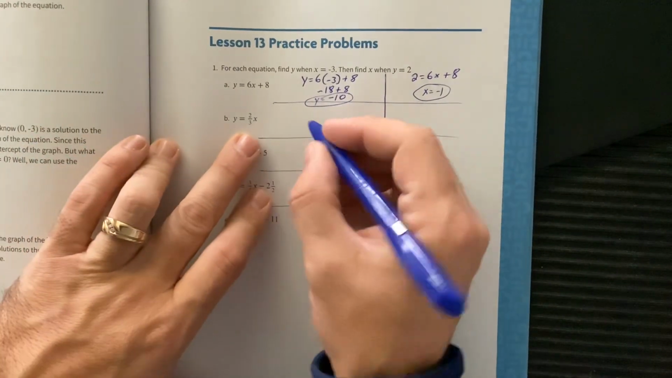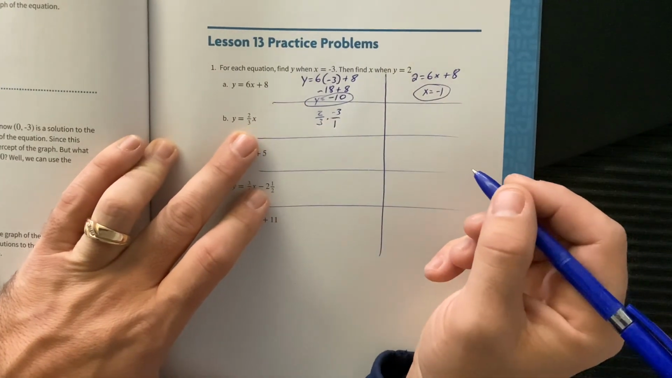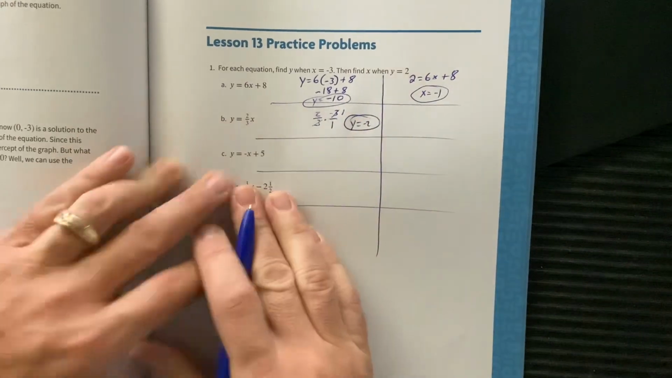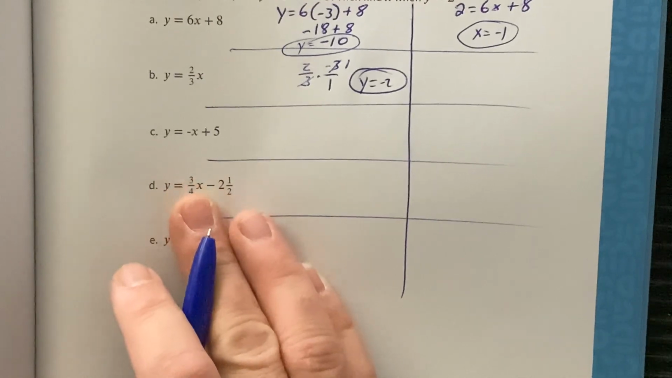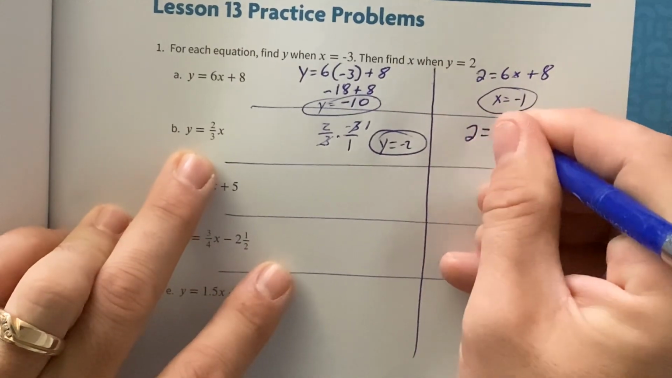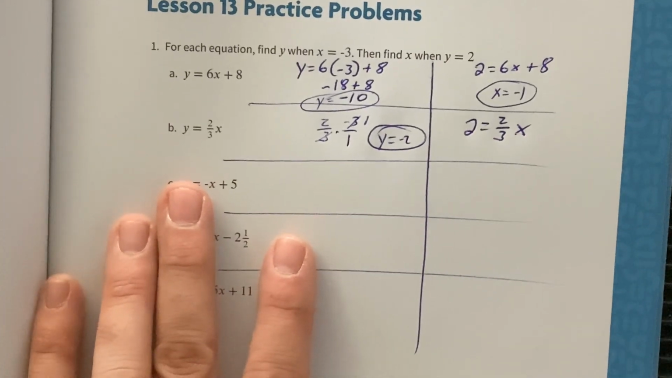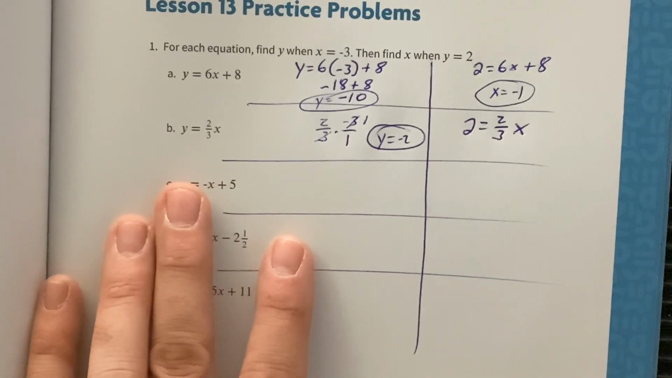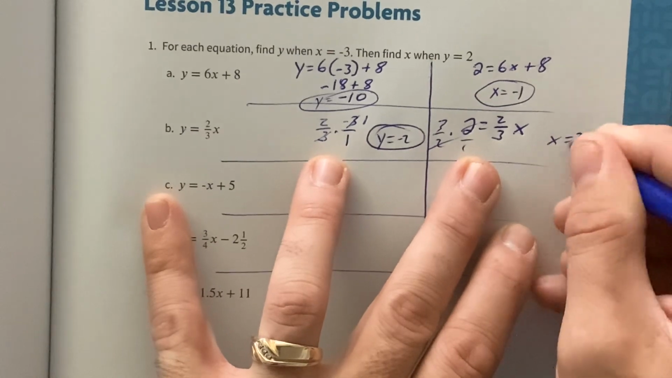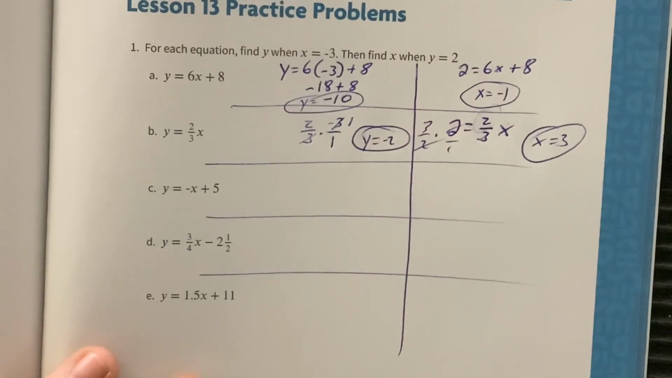So x is -3, so I'm going to plug in -3 for the first one. The 3's will just cancel, and you get y equals -2. Answer to B. Part B, y is 2. Okay, to get x here, this one's a little more difficult. I need to divide by 2/3 or multiply by 3/2. And you just get 3 on that one. Makes sense because the 3's would just cancel and I'd be left with 2.